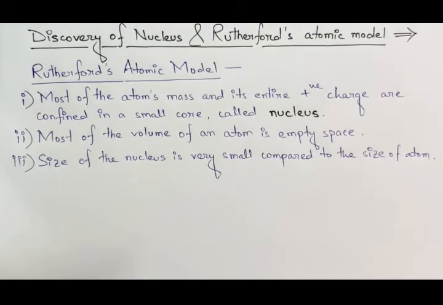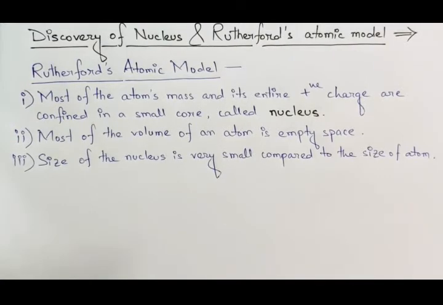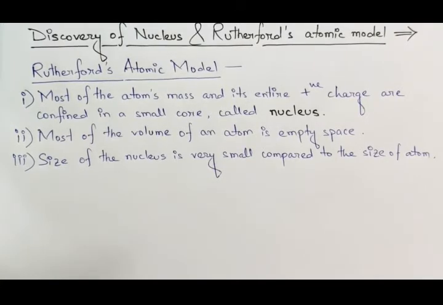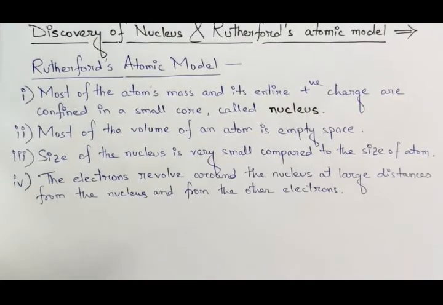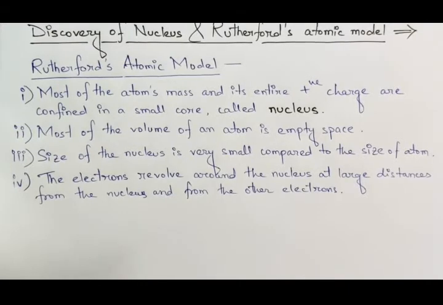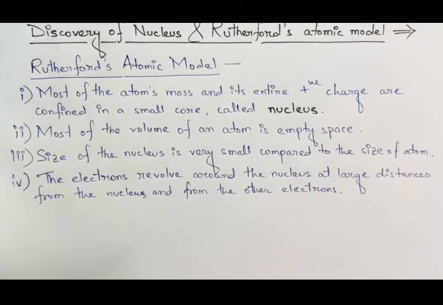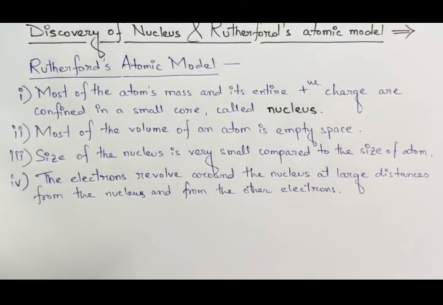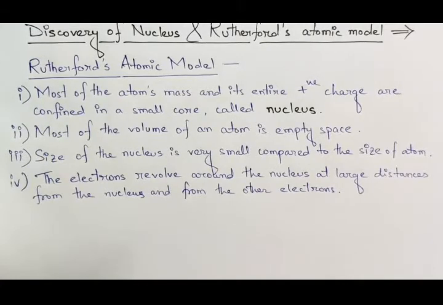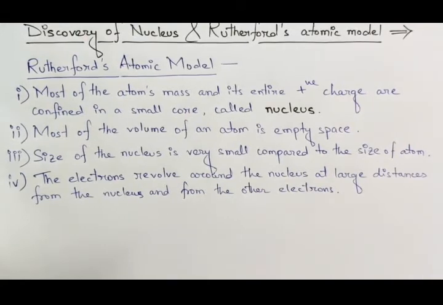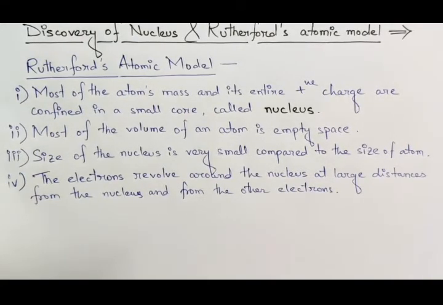Another thing that he included in the atomic model was that the electrons revolve around the nucleus and maintain a distance from the nucleus, as well as from other electrons. Again, Rutherford said that an atom is electrically neutral because the total positive charge and the total negative charge, that is the protons inside the nucleus and the electrons outside the nucleus, are equal inside the atom. So the atom is overall electrically neutral.